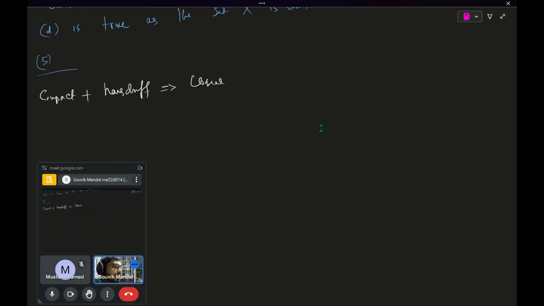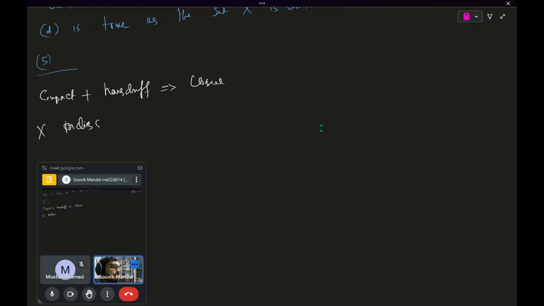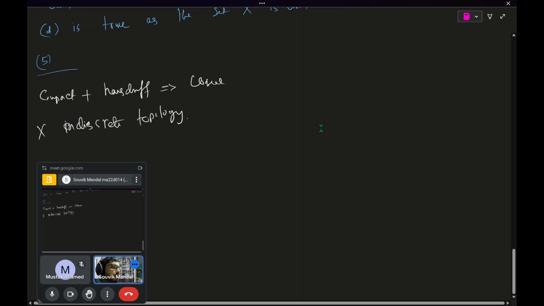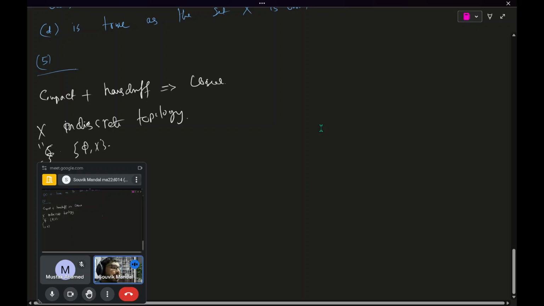Namely, consider X with the indiscrete topology. The open sets are phi and X, and the closed sets are also phi and X. Now, of course, if you consider a singleton set, this is always compact in X.